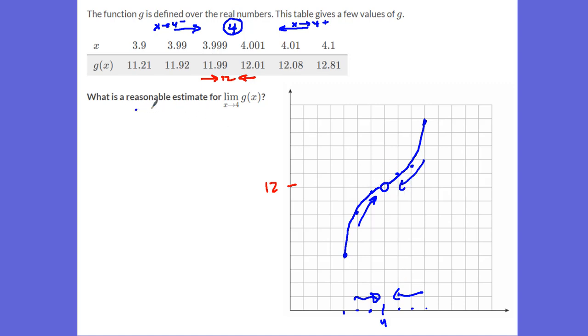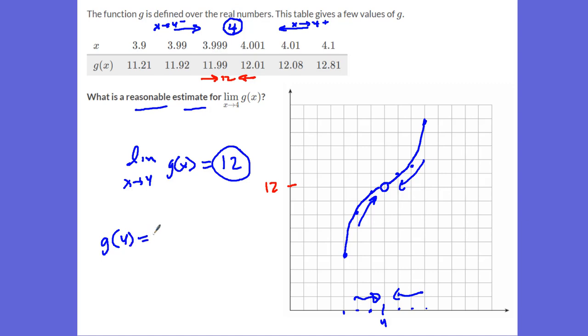So what is the reasonable estimate for the limit as x approaches 4 of my function? We're getting closer to 12, because as we approach from the left-hand side and as we approach from the right-hand side, they both agree with one another. They're getting closer and closer to 12. Now, whether g of 4 equals 12, we don't know.